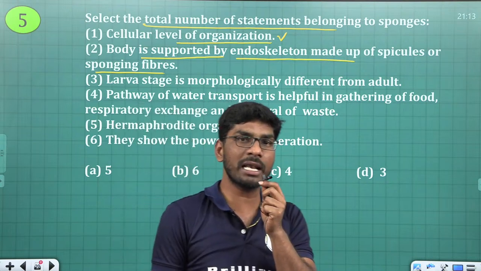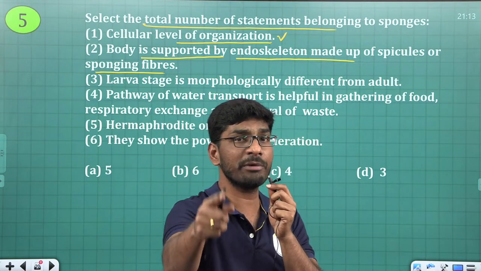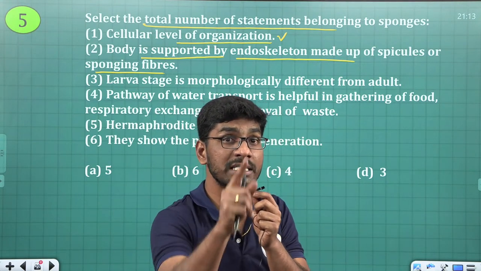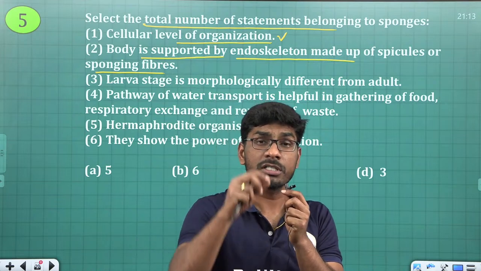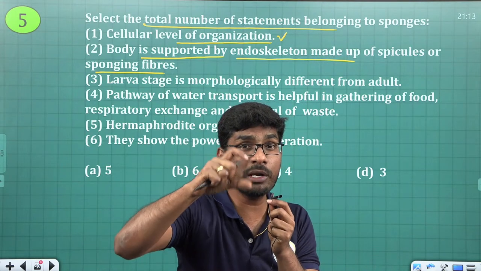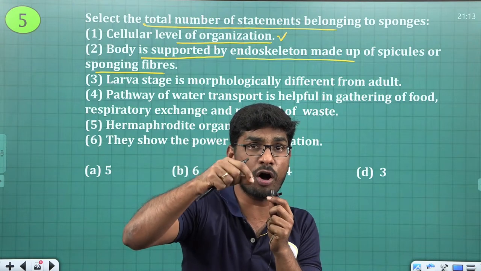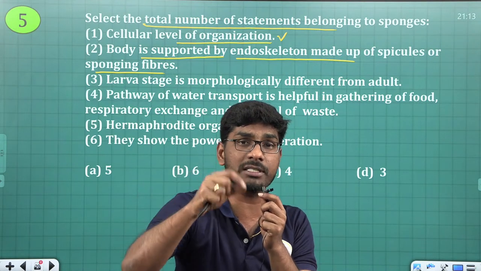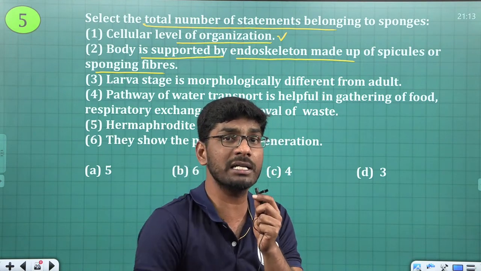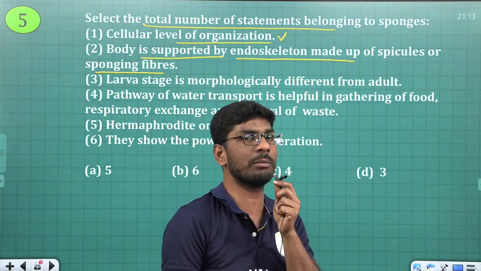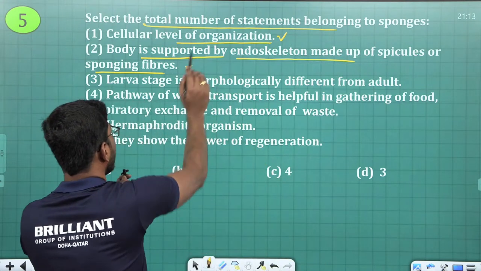If you are able to recall my class, I said spicules are made up of calcium carbonate or silica. Surrounding the osculum, the anterior largest opening, the mini calcareous spicules, or calcium carbonate or silica spicules, are there. These also give mechanical support and help in opening and closing of the osculum, I said, right? So this statement is also correct.